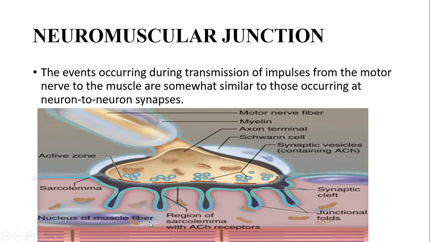As you know, skeletal muscle fibers are multinucleated, unlike cardiac or smooth muscle cells. So we'll be talking about what happens there. Then the region of the sarcolemma with ACh receptors. As you know, in order for an action potential to be triggered on the other side, on the muscle, we need ACh receptors, which are known as nicotinic ACh receptors. All right, so let's go to the next slide.